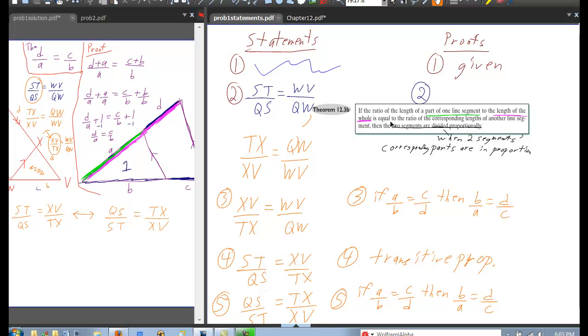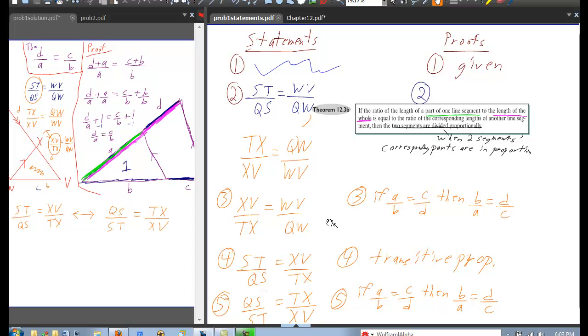Okay, so that's the fancy wording on it, and we use that for both ST over QS is equal to WV over QW, the first thing I wrote in blue over here, but also for the first thing I wrote in orange over here, which is TX over XV is equal to QW over WV. Okay? But then the next thing that we did was we took the reciprocal of this orange one.